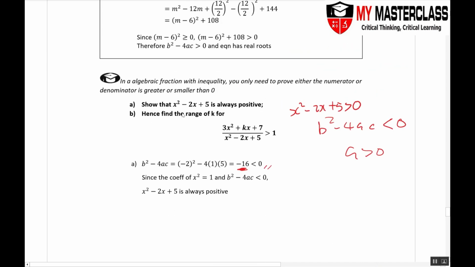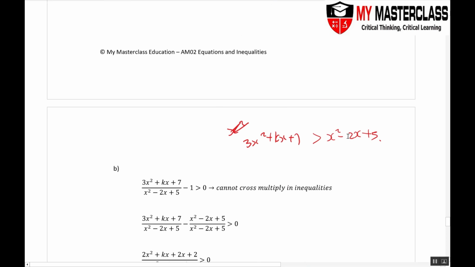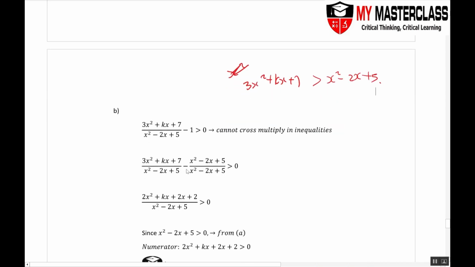Although yes, we have proved that it is always positive in this scenario. But if in questions we don't have this portion here, we cannot just cross multiply like that, because who knows, it might be a negative number and I might have to flip the sign. Okay, so never ever cross multiply in inequalities. Just bring over the minus 1. Then you just combine your two fractions, simplify.